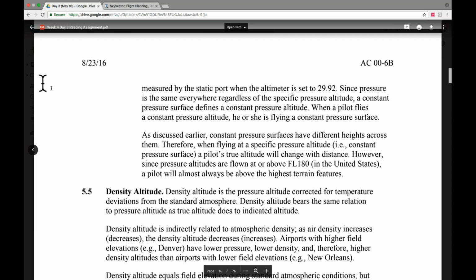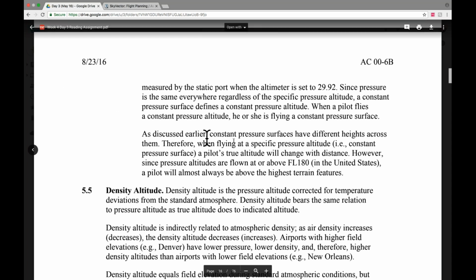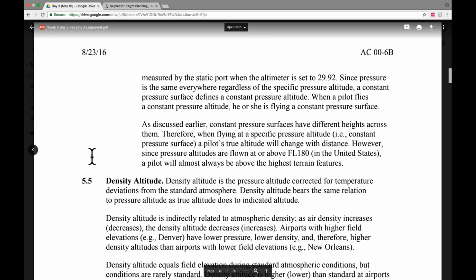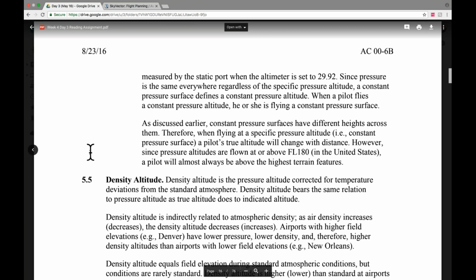As we discussed earlier, constant pressure surfaces have different heights across them. Therefore, when flying at a specified pressure altitude, a pilot's true altitude will change with distance. However, since pressure altitudes are flown at or above FL180, or 18,000 feet, a pilot will always or almost always be above the highest terrain features. So that's why when we get to 18,000 feet, we switch to a standard pressure of 29.92, because we don't have to worry about terrain for the most part above that flight level. If we didn't have to worry about terrain, we wouldn't have to worry about our altimeter, right?